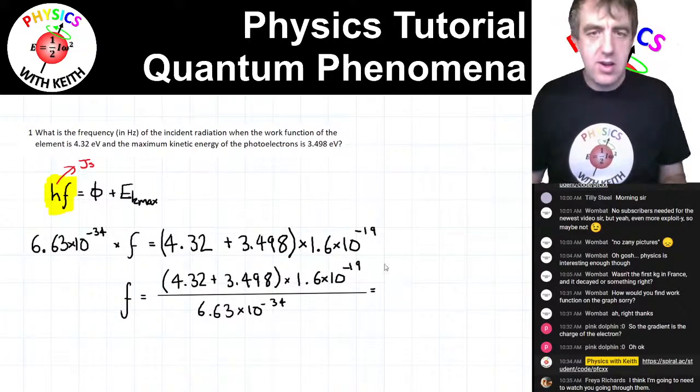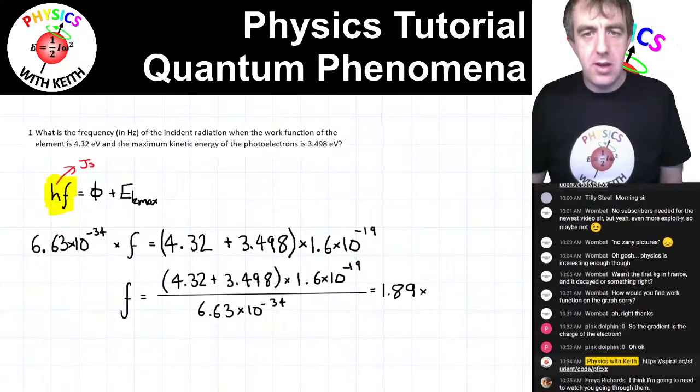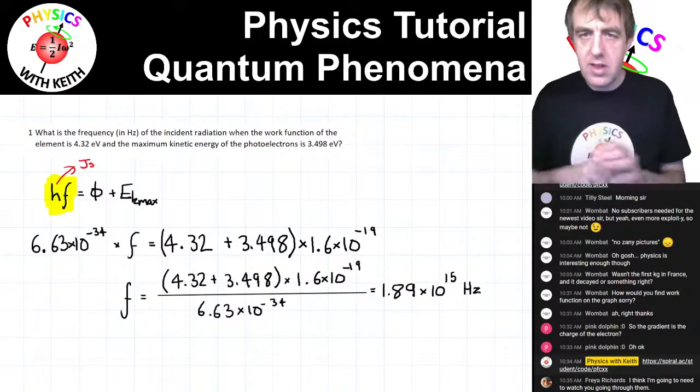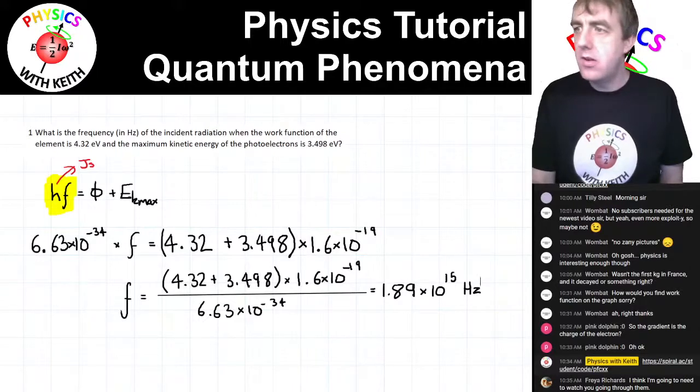I can write the answer in here anyway. So that was 1.8, let's call it 1.89, let's round it, times 10 to the power of 15 hertz. Does that fit on the screen there? I think that should fit on the screen.